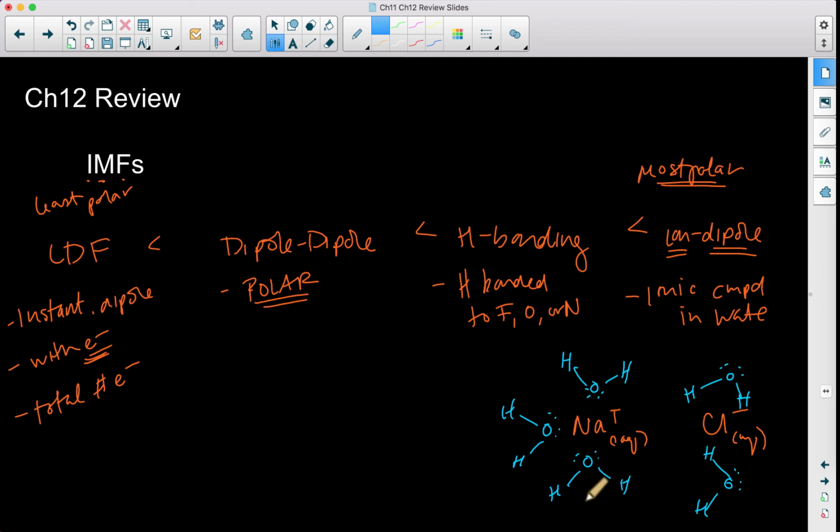And then we'd have more and more. And so what happens is we get a shell, a hydration shell, right? A shell of water molecules, directionally specific, around each ion. Yes, and that's what dissolving means for an ionic compound.